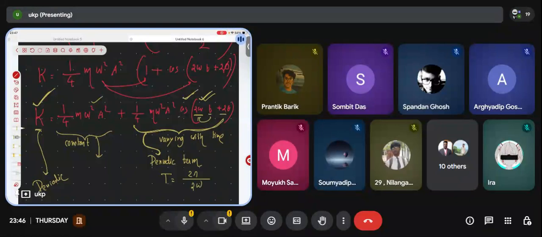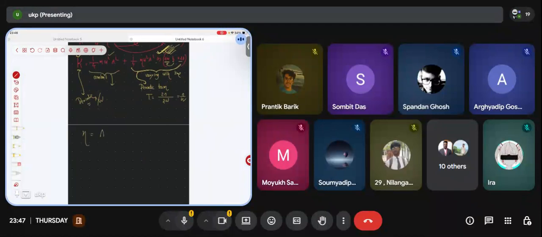So what is the angular frequency corresponding to the variation of this term? What is omega corresponding to this term? Don't say omega. It is twice omega. So what is the time period of variation of this term? Sir, pi by omega. So what is the time period of variation of this overall term? Same, pi by omega. Now listen to me very carefully.